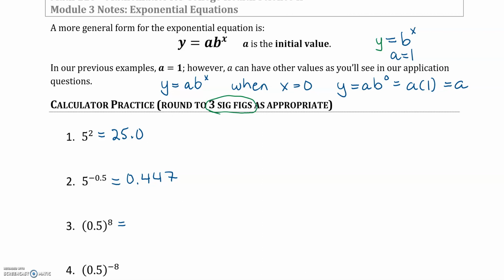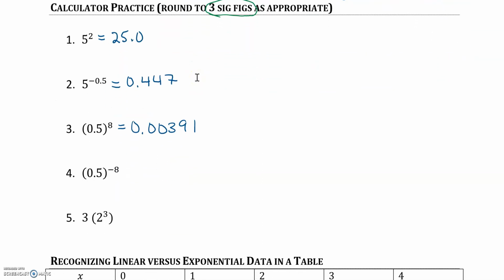0.5 to the power of 8 is 0.00391. 0.5 to the power of negative 8 is 256. Notice examples 1 through 4 all have an a value equal to 1, whereas example number 5 has an a value of 3. And when we do 3 times 2 to the power of 3, you end up getting 24.0.